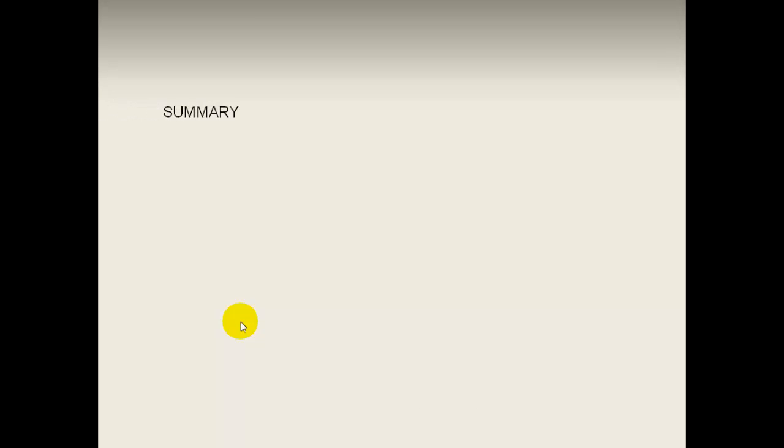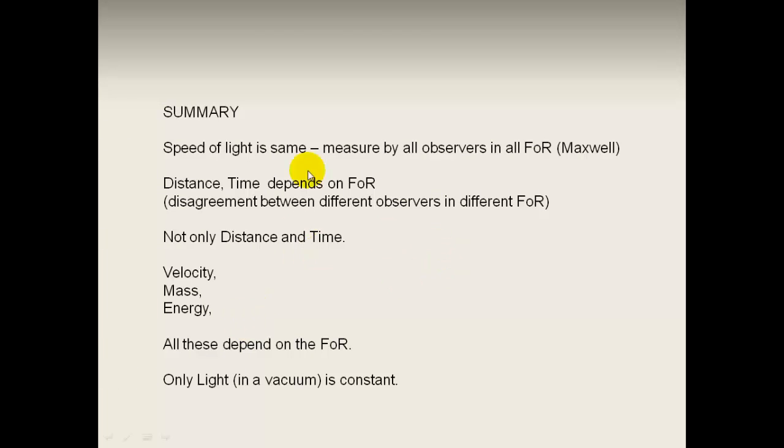So to summarize, the speed of light is the same as measured by all observers in all frames of reference. Maxwell knew that from his equation: c is equal to 1 over the root of epsilon naught mu naught. Measurements of distance and time depend on your frame of reference. So there can be disagreement between different observers in different frames of reference on what time is and what distance is. But not only distance and time, you will not agree on velocity, you will not agree on mass, you will not agree on energy. All these depend on your frame of reference. And only light in a vacuum is constant. This is the introduction to the special theory of relativity.